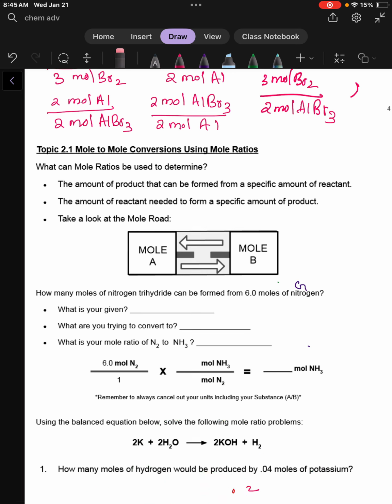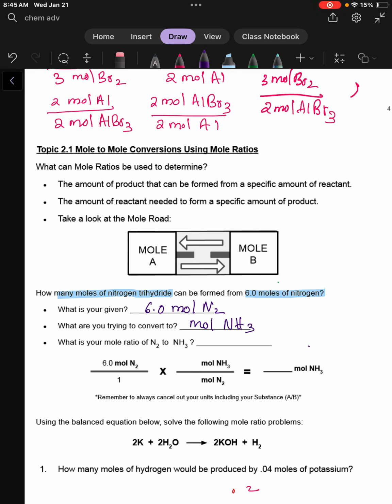Okay, here, read the question first. The question says, how many moles of nitrogen trihydride, which is ammonia, and the given is 6 moles of nitrogen. Go ahead and write that. The given is 6.0 moles of nitrogen, and you are going to convert into moles of NH3.